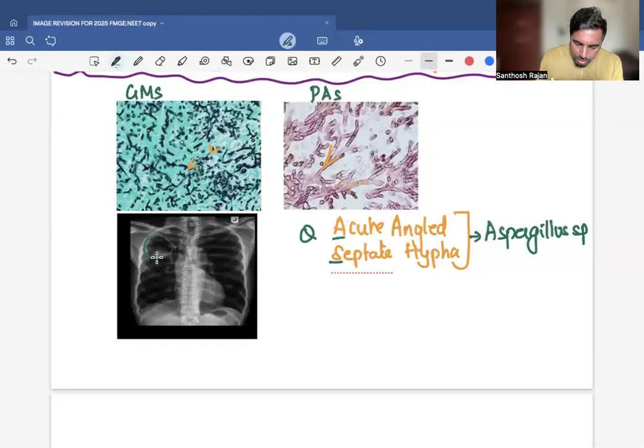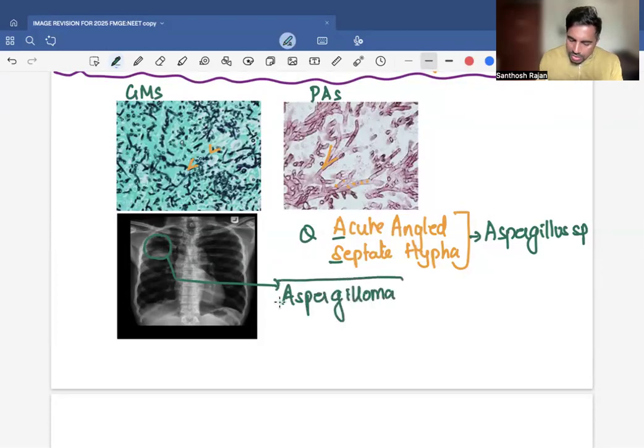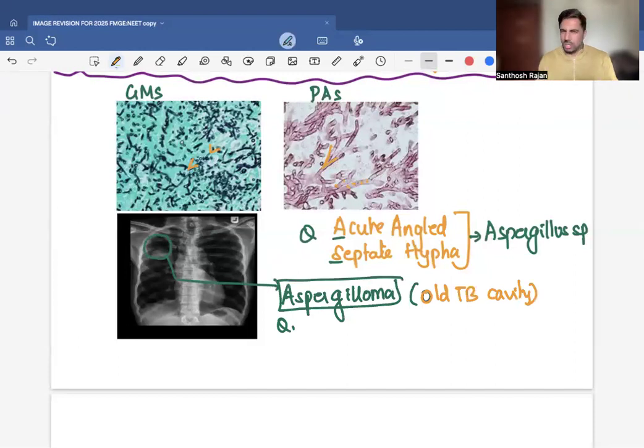Here you can see a ball which is called aspergilloma. In lungs, you can get aspergilloma, usually in an old TB cavity. If the history gives an old TB cavity, and something like this appearance is there, then you think about aspergilloma. For one of the exams, this question has come. So easy. So acute angle, Aspergillus species. This picture is very important.